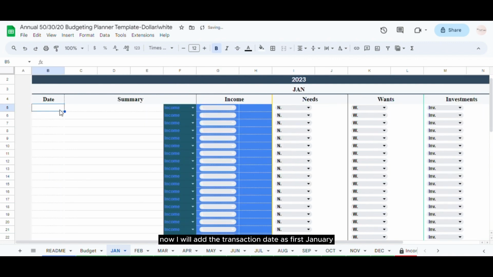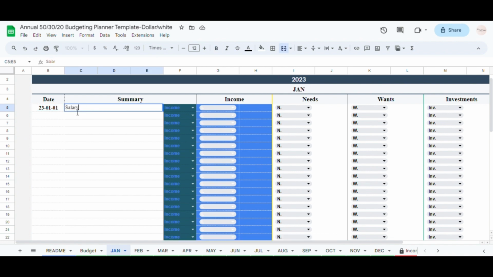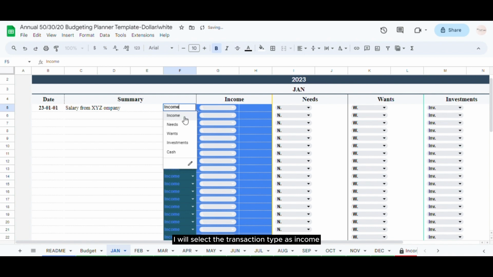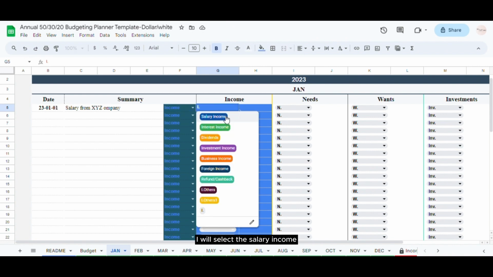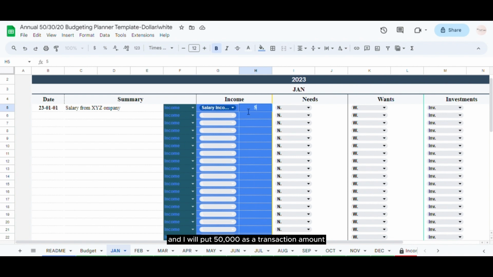Now I will add the transaction date, 1st January, and the transaction name. I will select the transaction type as income. Since the income tab is automatically selected, I will select the salary income and I will put 50,000 as the transaction amount. Now I will add the rest of the things.